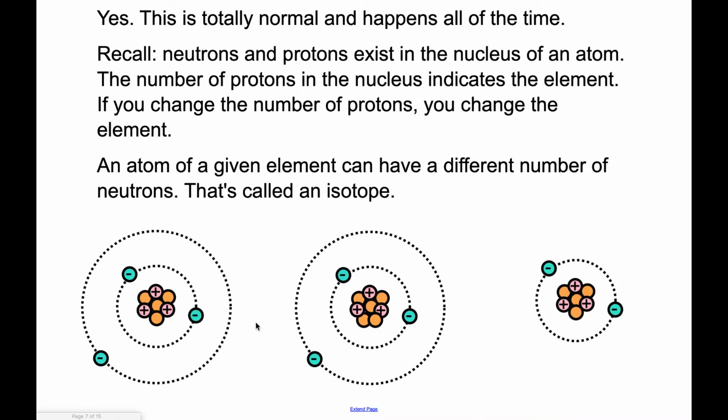Here are 3 examples. Here we have a lithium atom, 3 protons means it's lithium, with 4 neutrons in the nucleus. Here we have a lithium atom, but with 5 neutrons in the nucleus. These are isotopes of each other, and it's totally normal. Here, we have a lithium atom, but it's just missing an electron. This is actually called an ion. All 3 of these lithium atoms will interact in a very similar way when it comes to chemical reactions.